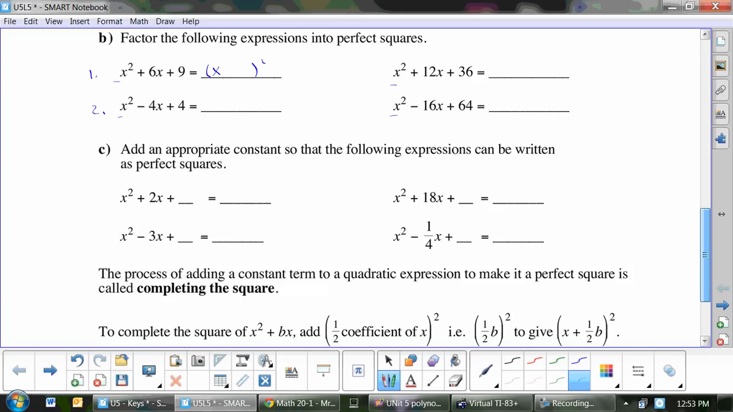Okay? Can I have someone with their hand up tell me what this is in perfect square form? Someone with their hand up. Kelsey? Perfect. x plus 3. Are there any questions over there? Then you should be quiet. Okay, and if we do the next one, yes, Josh? You got it.